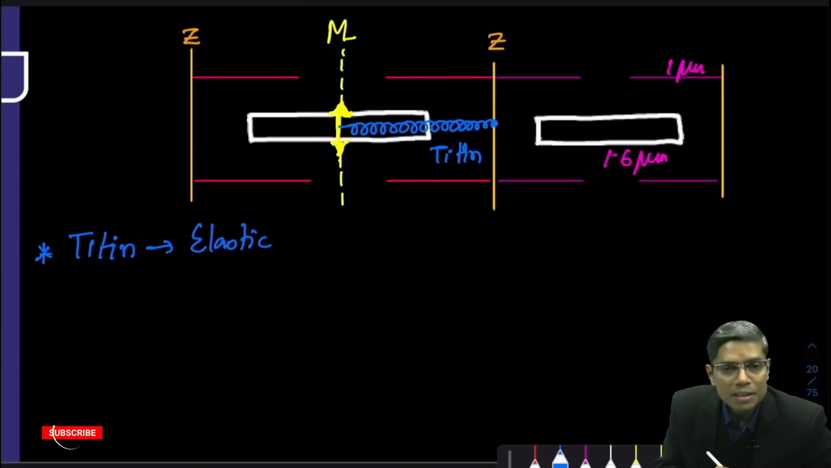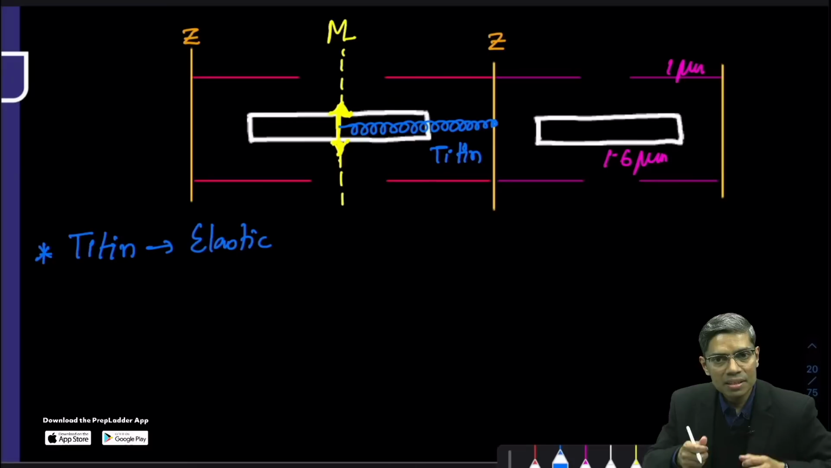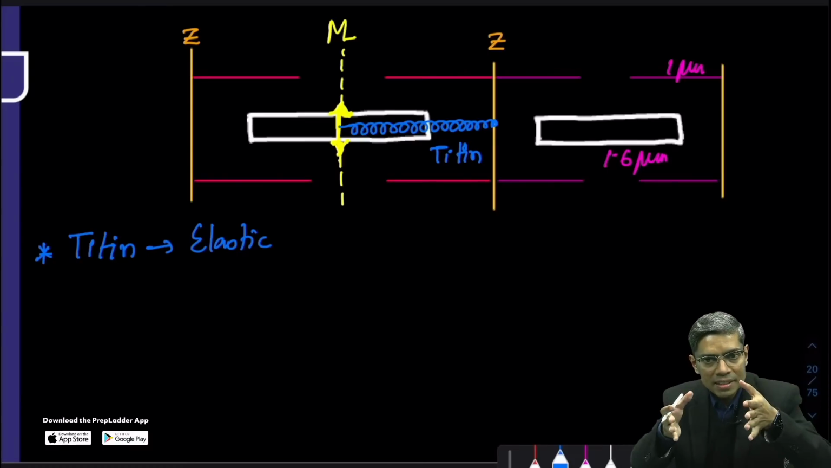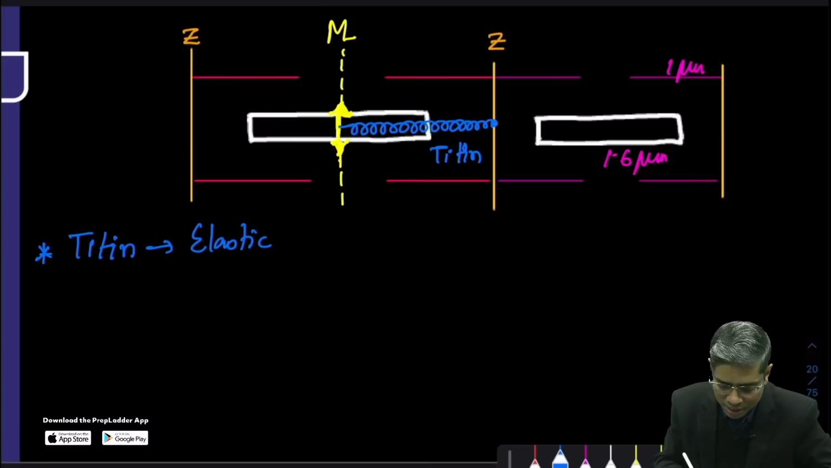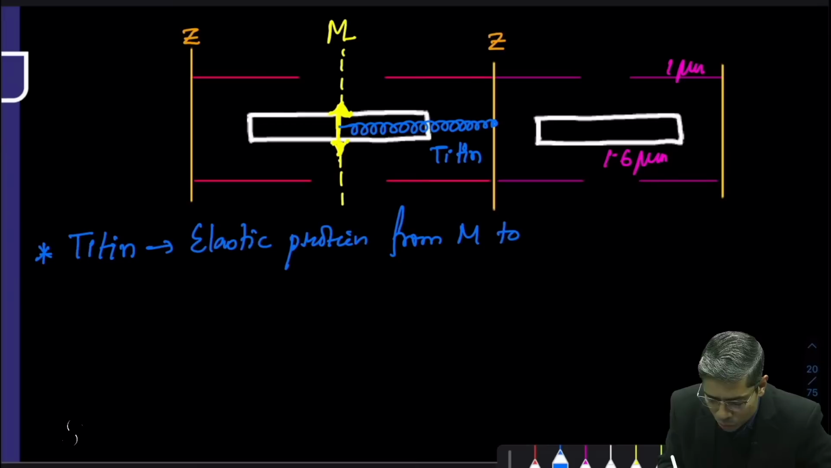You were given a question in NEET PG: the elasticity of the cardiac muscle is due to which protein? Your answer is titin. Whether it is skeletal muscle or cardiac muscle, elasticity, if you stretch the muscle, it will relax a little bit. This is elasticity. Elasticity is due to this titin. So it is an elastic protein, connected from M to Z line.